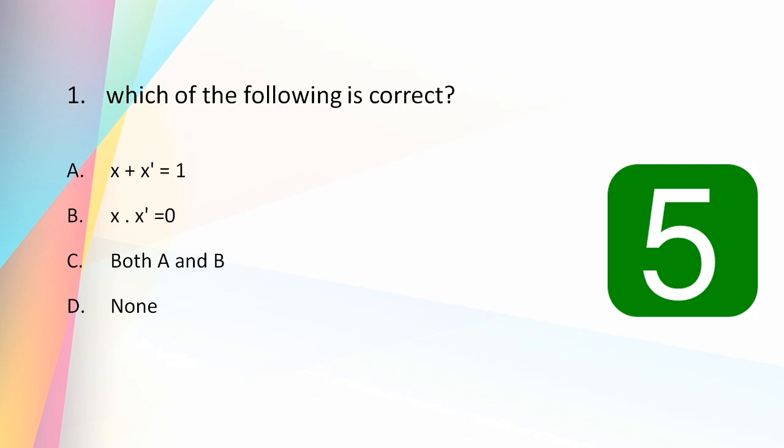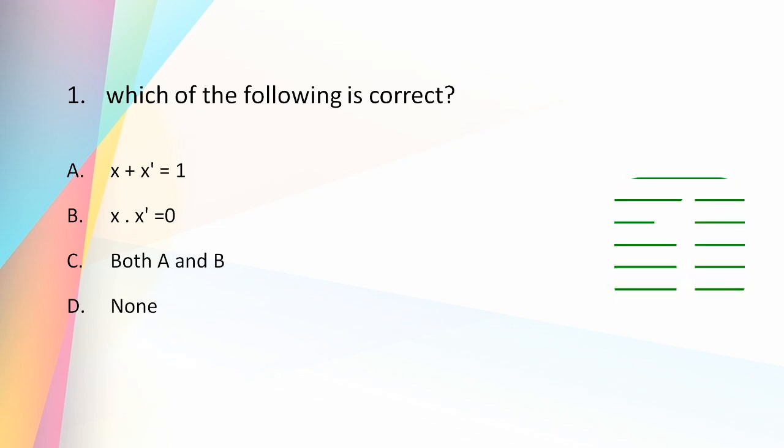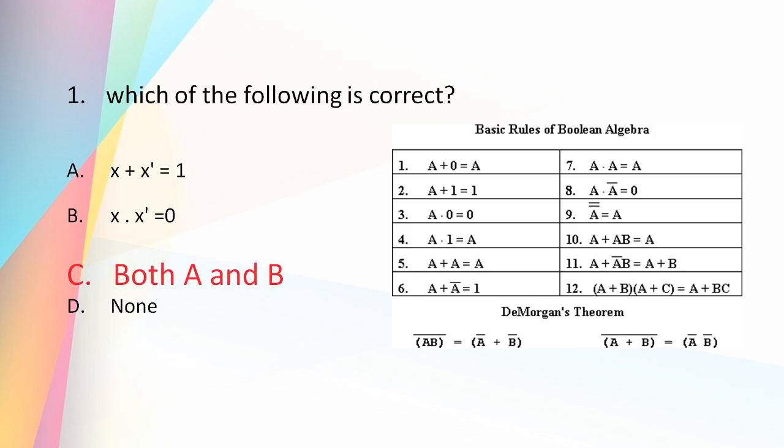Let us get started. Which of the following is correct? X plus X bar equal to 1, X dot X bar equal to 0, both A and B, none. And the answer is both A and B. So both the statements are correct. That is X plus X complement equal to 1 and X dot X complement is equal to 0. That is 1 plus 0 equal to 1 or 1 dot 0 equal to 0. That will be the condition arising.